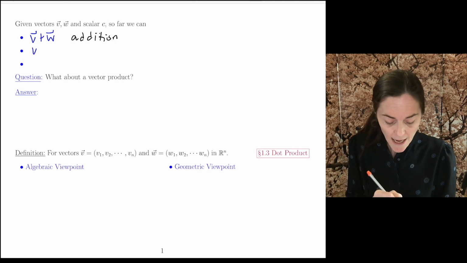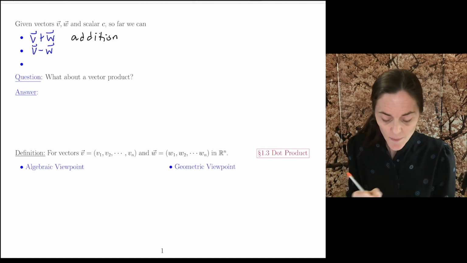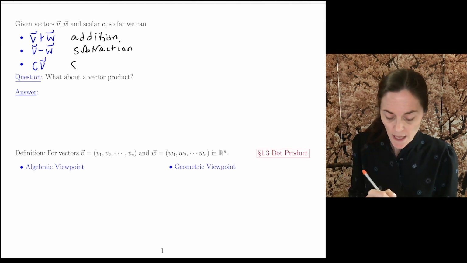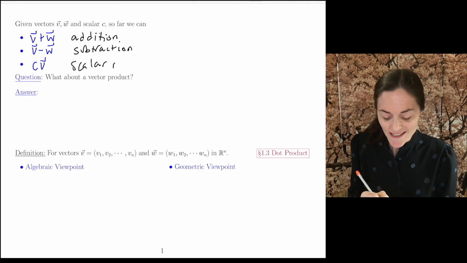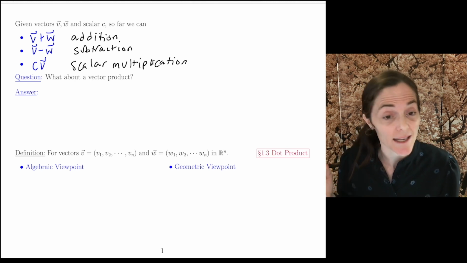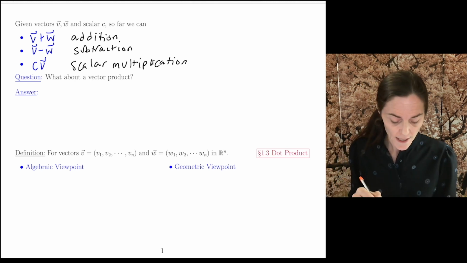We can subtract v minus w. This is subtraction. And we can also take cv. This is scalar multiplication. But you notice nowhere have I said anything about multiplying vectors v and w. And so this leads to a very natural next question. What about a vector product?